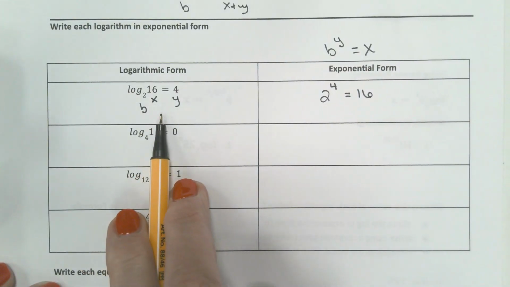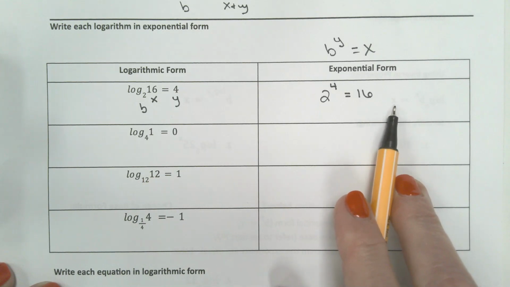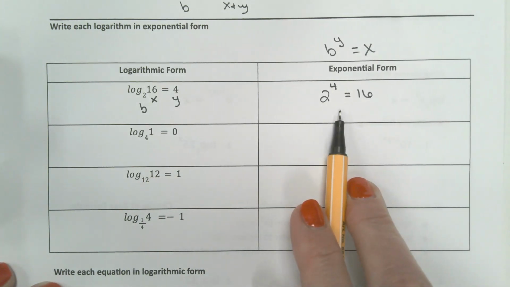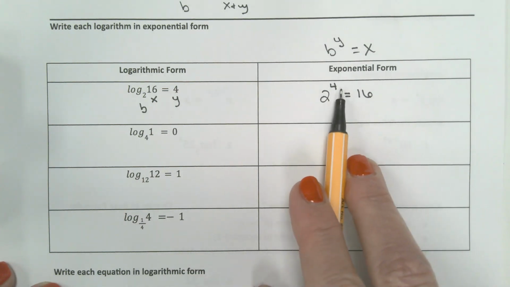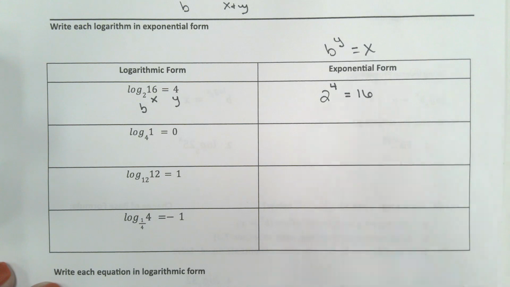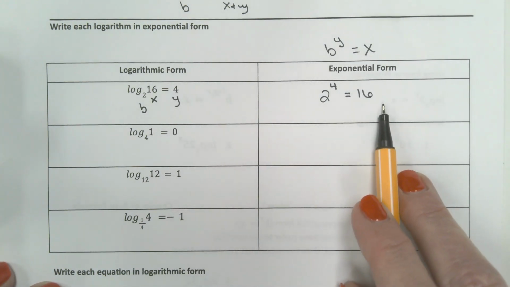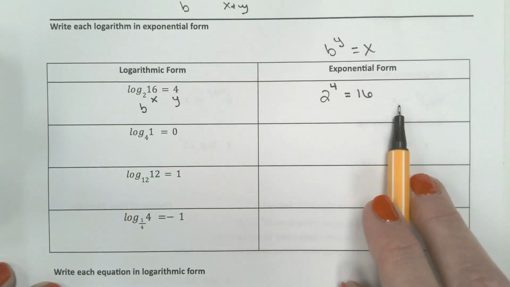So it's hard to understand if this is correct. However, when you rewrite this in exponential form, you should absolutely be able to plug this into a calculator and figure out if this is correct or not. So if you plug 2 to the 4th into the calculator, that is definitely 16. So you can know that you wrote it correctly by performing the operation.